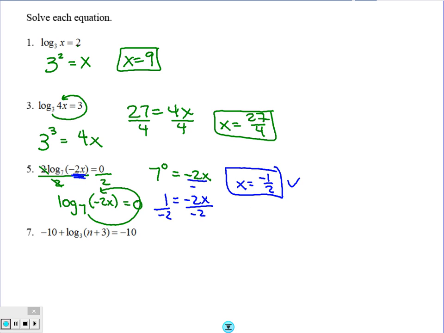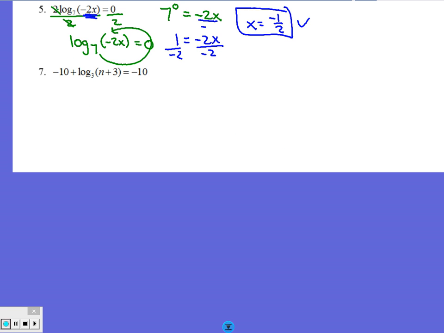Ooh, they're starting to look a little scary. Okay, so I just have to get my log by itself. So I have to add 10 first. Negative 10 plus 10 is 0. Log base 3 of n plus 3. So now I rewrite it. I like to draw my little arrow. Base of 3 to that exponent equals that. Log base 3, so the base of 3 to the 0 power equals n plus 3.